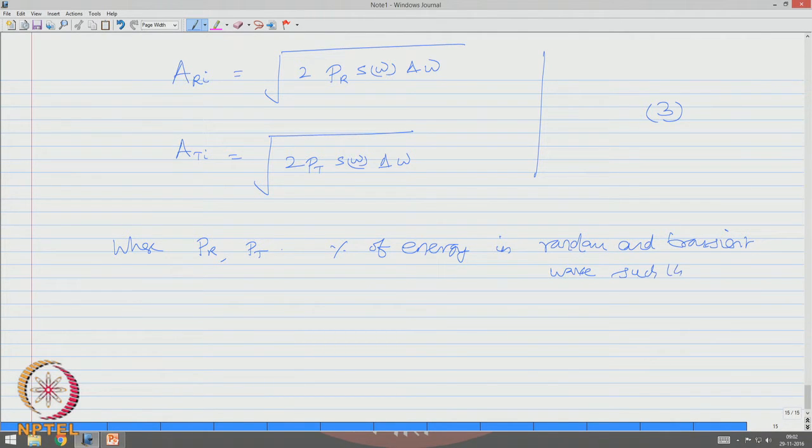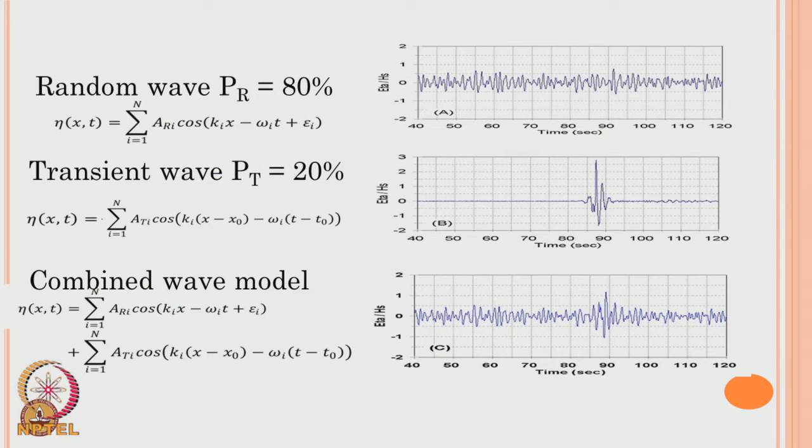Such that the total percentage becomes 100, or let us say at least a factor of 1. So, using these equations, the spectrum is modified and generated, and the sea surface elevation is now shown on the screen. While generating the sea surface elevation, the random wave component and the transient wave component are kept at 80% and 20%. Equations have been used to generate the random wave component and the transient wave component separately, and then they are superimposed to give a combined sea surface elevation which looks like this.